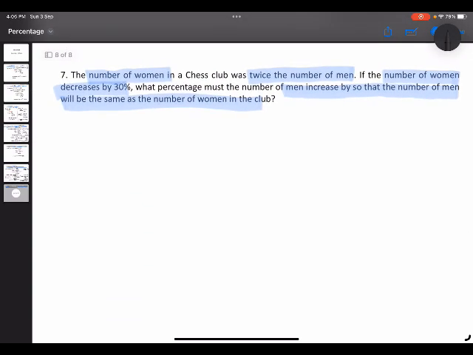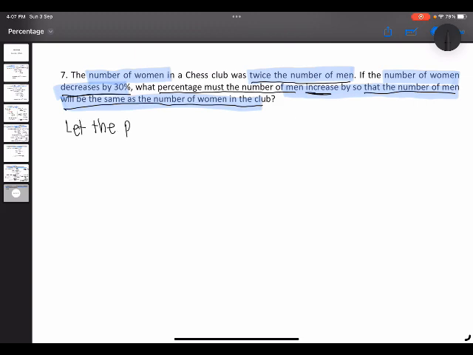The last question is super tricky, but there is a simple method to it using percentage. The number of women in a chess club was twice the number of men. If the number of women decreases by 30%, what percentage must the number of men increase so that the number of men will be the same as the number of women in the club? So what do you think is the percentage of men? It is 100%. So let the percentage of men be 100%.